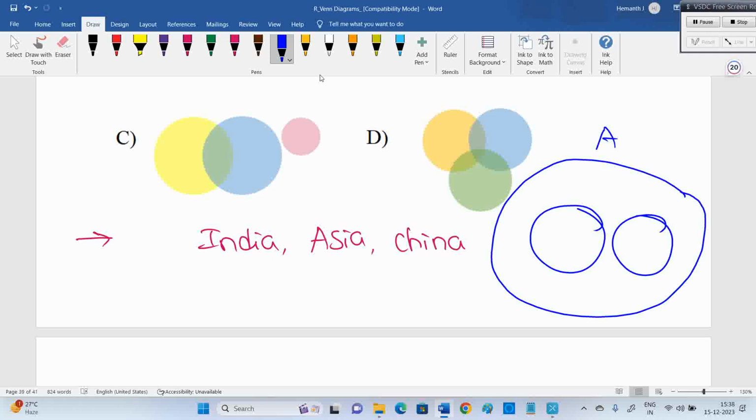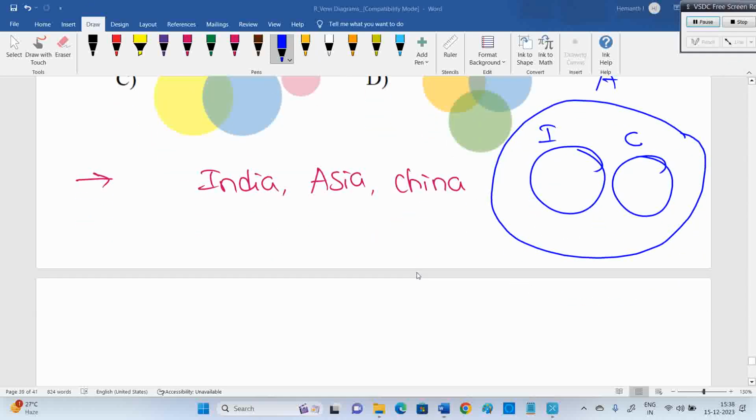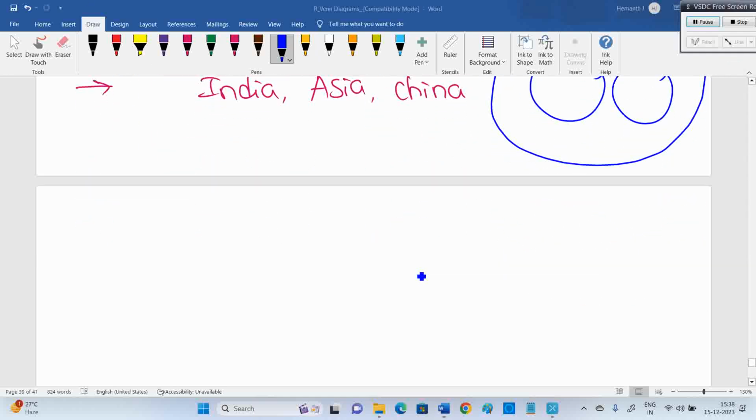This area, which country, this area, which country, we can differentiate. Okay, so India and China both come in Asia. When they are given like this, you need to go with this type of diagram. Among options, we need to select that type of diagram. India, Asia, China. Let's say that's one example I just want to add on. The other example, Indian, black men, tall men.